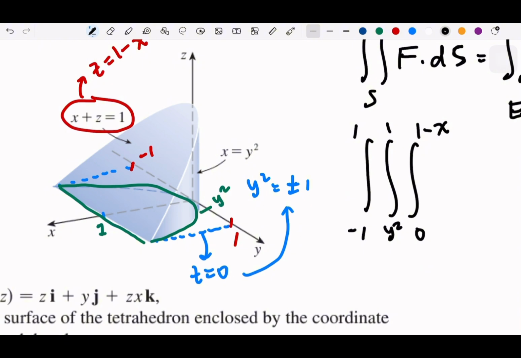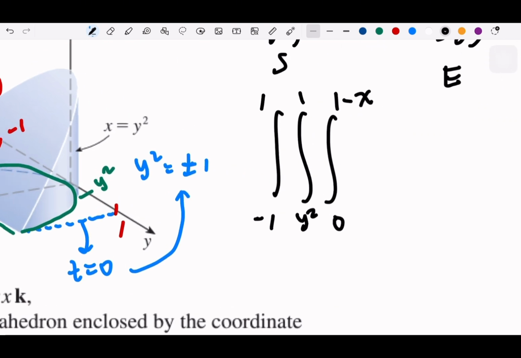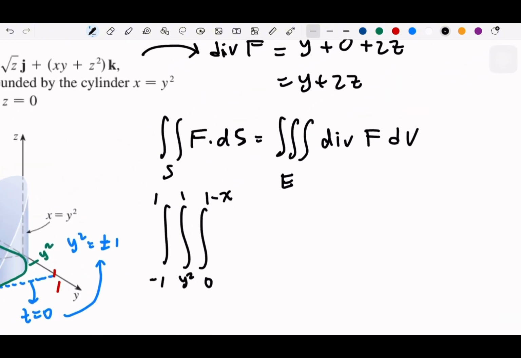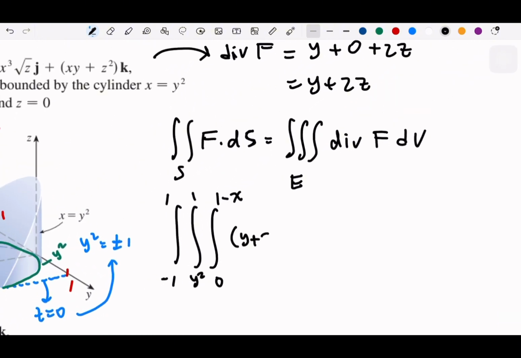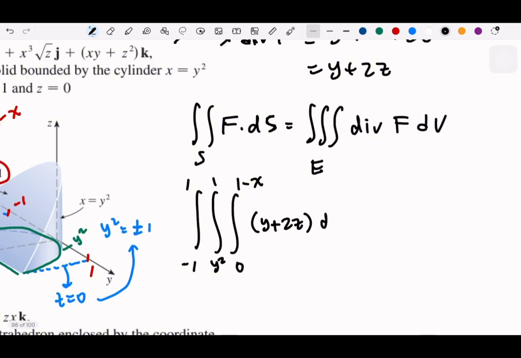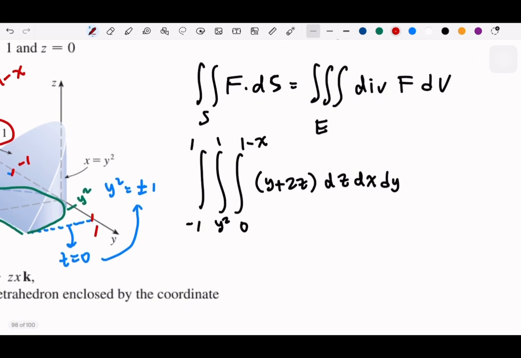I hope you can see what this is. So this is z from 0 to this point, and x from here to here, and y will be from this part here. And then we can take all of this: y plus 2z, this will be dz, dx, and then dy. All right, then we can take z for integration and take it slowly. I will change the color to make it easier.